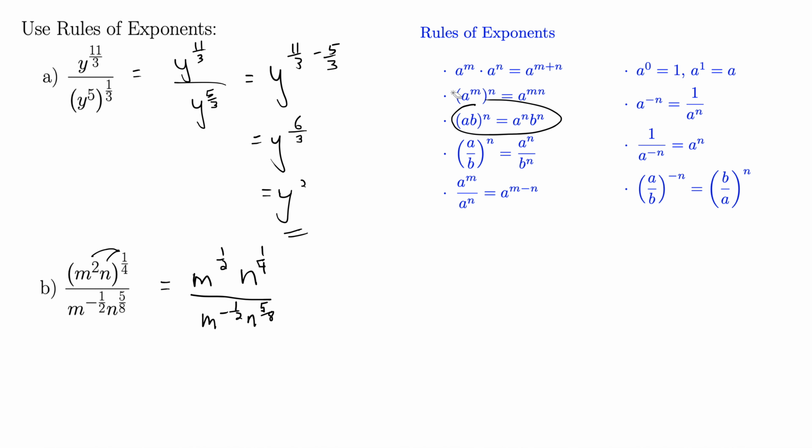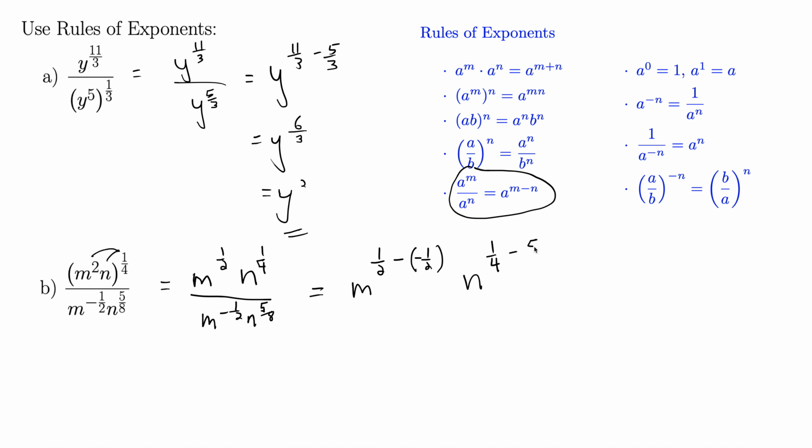Okay, next I'm going to use this property here, which tells us to subtract exponents when you have them appearing in the numerator and the denominator. All right, so we have m to the power of 1/2 minus a negative 1/2. Right, I'm just doing top minus bottom. The bottom happens to be negative, that's okay. I just do top 1/2 minus the bottom, which happens to be negative 1/2. Right, you have to be pretty careful with your negatives to use this approach. And then I have n to the 1/4 minus 5/8.